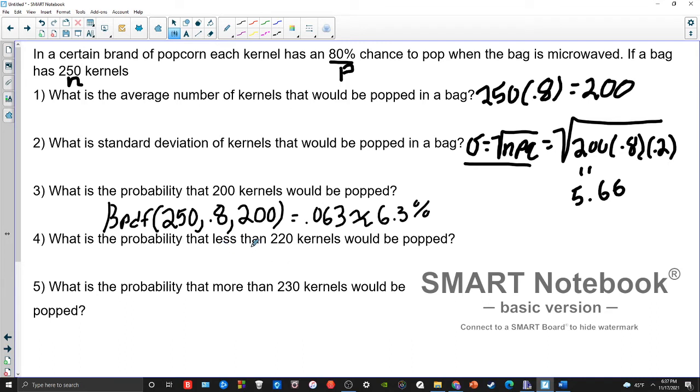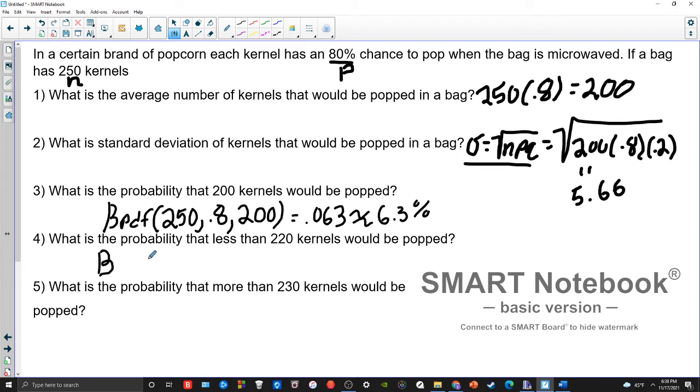What about the probability that less than 220 will be popped? Less than means I want below 220, right? I don't want 220 because 220 is not less than 220. I want 219 and under. So when you hear a less than or more than or at least or that kind of question, think what is the minimum you need? Less than 220. So what's the barrier number that I need? In this case, 219. 219 is the most I can have and be less than 220. So 219 and below.